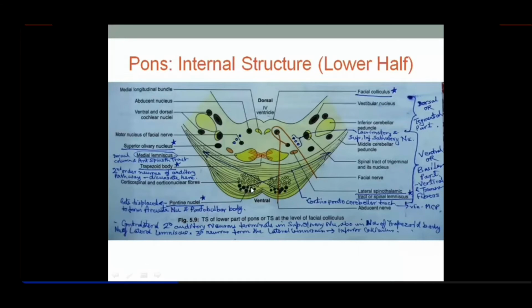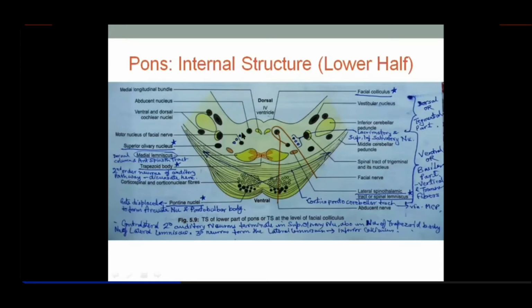So corticopontine fibers are also vertical fibers reaching into the basilar portion of the pons. Then after reaching the pontine nuclei, they decussate, cross and reach the opposite side, the cerebellar hemisphere of the opposite side. And these fibers are called pontocerebellar fibers. Pontocerebellar fibers will reach the opposite cerebellar hemisphere after decussating.